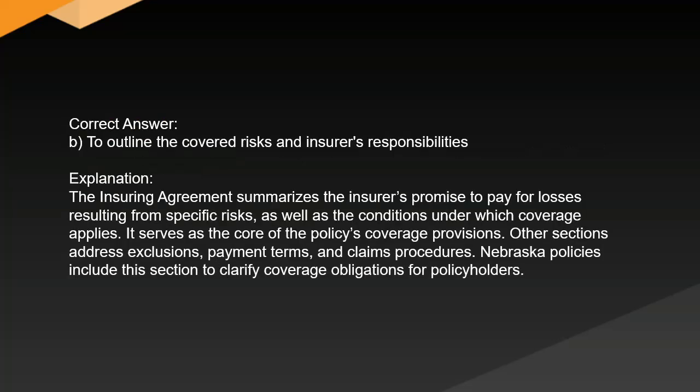Correct answer. B. To outline the covered risks and insurer's responsibilities. Explanation. The insuring agreement summarizes the insurer's promise to pay for losses resulting from specific risks as well as the conditions under which coverage applies. It serves as the core of the policy's coverage provisions. Other sections address exclusions, payment terms, and claims procedures. Nebraska policies include this section to clarify coverage obligations for policyholders.